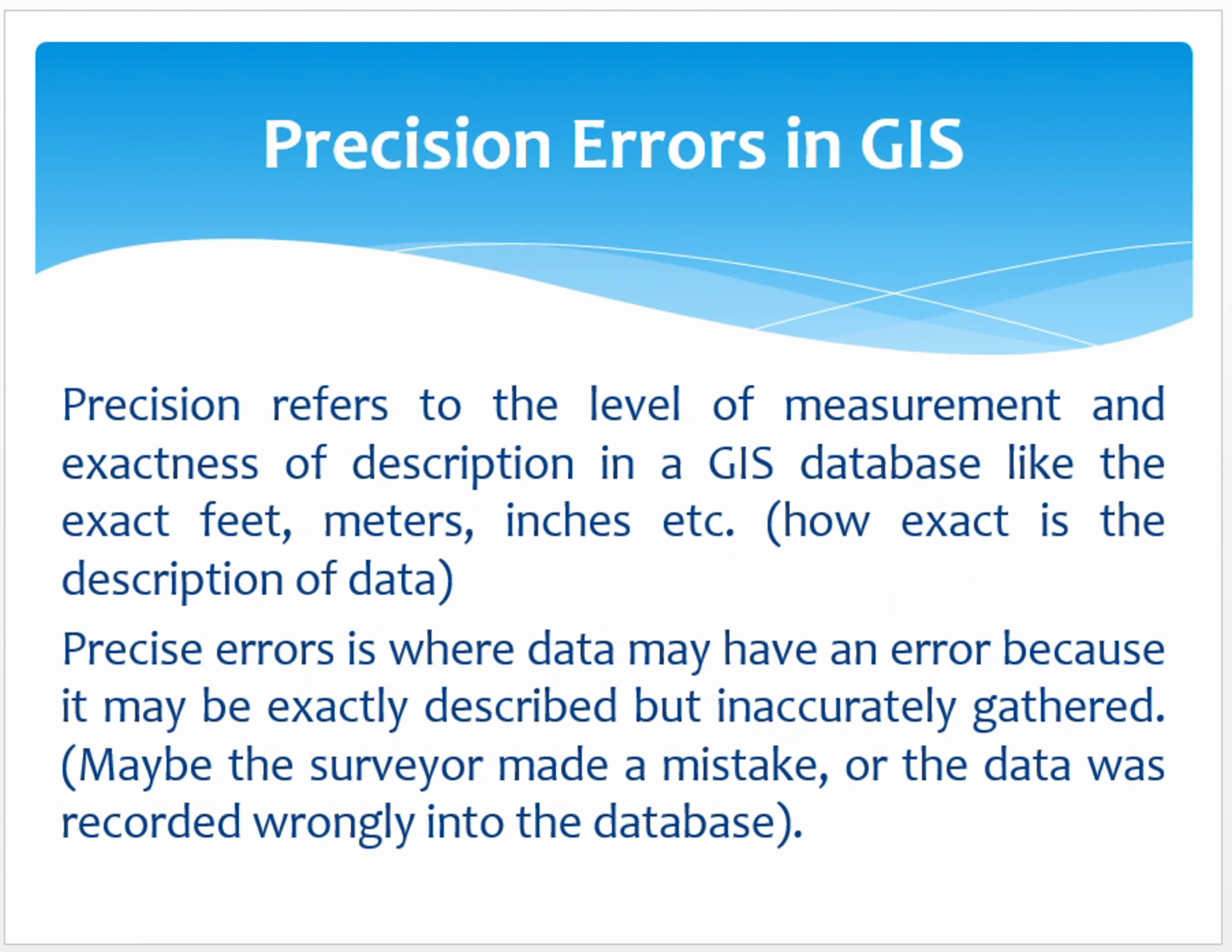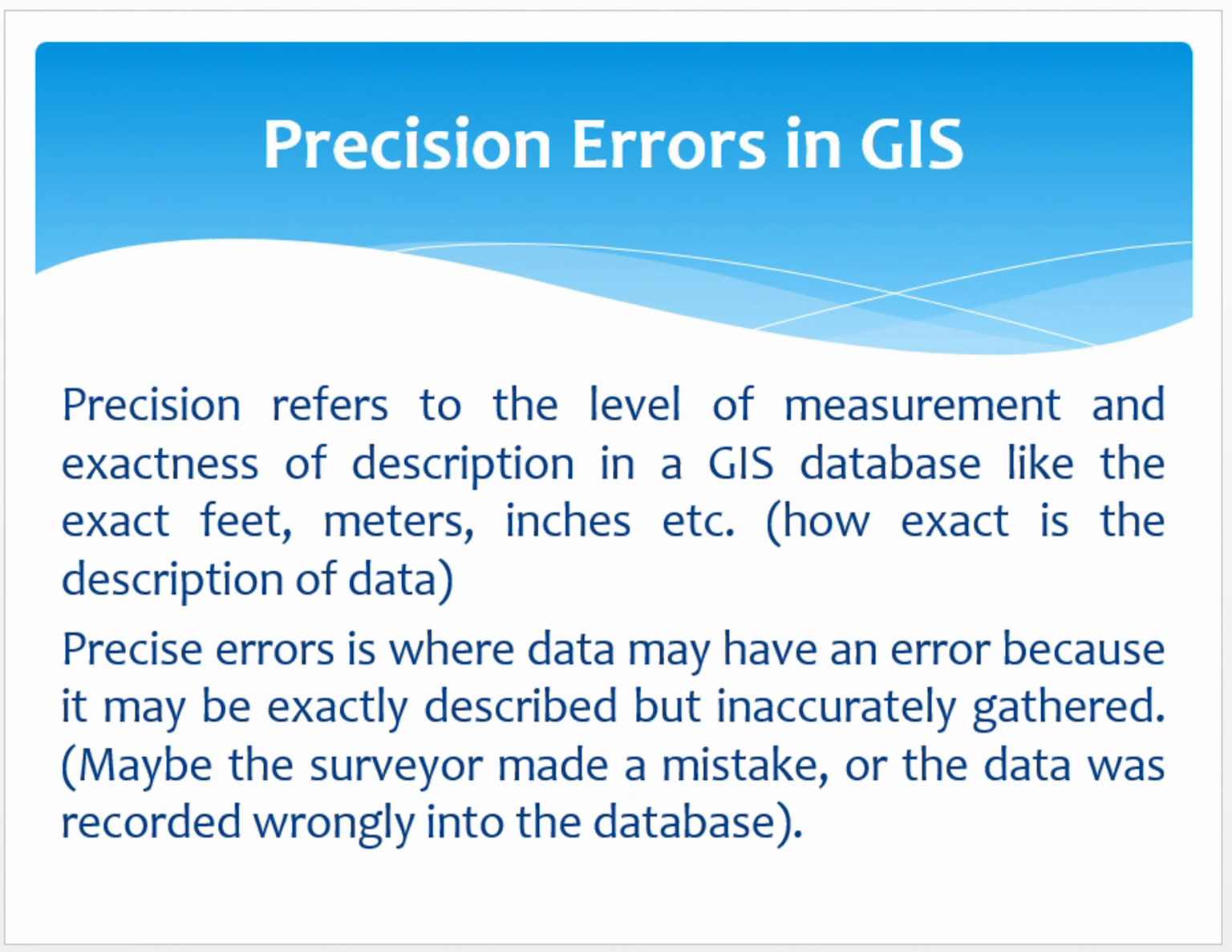Something else we can look at is precision errors in GIS. So what is precision in GIS? This is a level of measurement of the exactness or description of something in GIS, like the exact measurement, which could be in meters, inches. How you are describing that data, the exact description of the data in terms of measurable units, like meters, feet, is what we call precision.